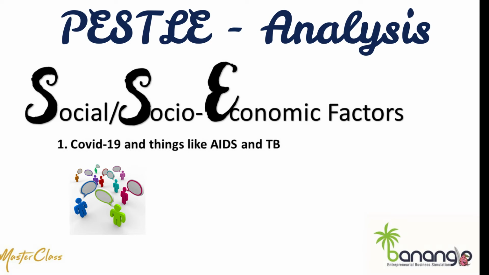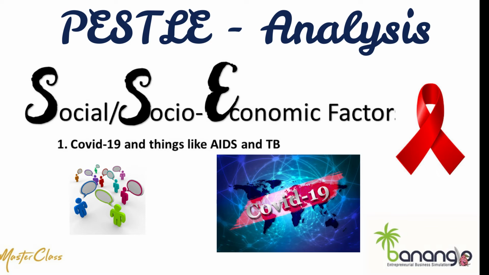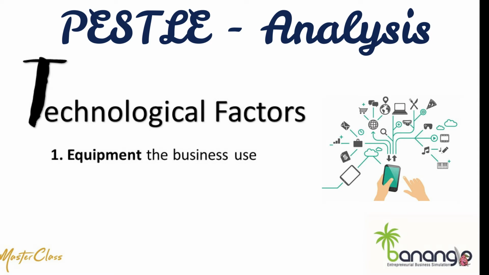Social and socio-economic factors refers to the impacts that social trends have on the economy. Recently, and still currently, we are involved in a global pandemic, COVID-19. Things like AIDS and TB have also had massive effects on businesses, consumers, and lifestyles. Technology refers to the equipment that the business uses. For example, your points of sale where your records are kept for your sales of the day, keeping track of your stock, and your staff attendance are all very important.